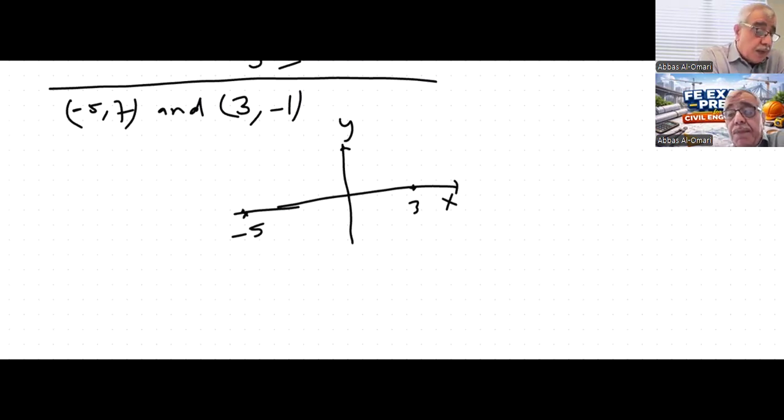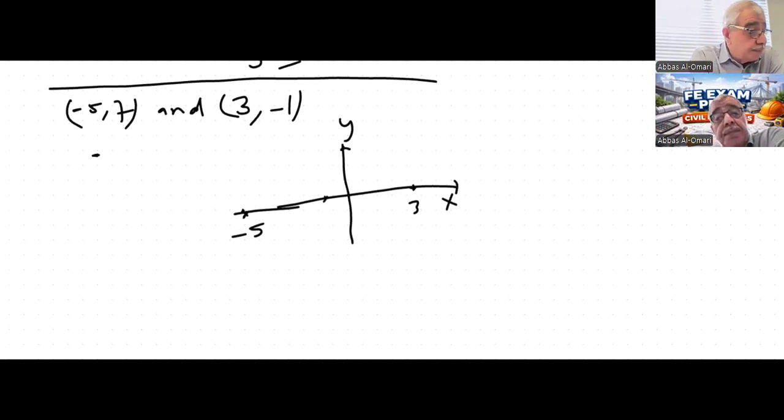Okay, so now either we move from -5, we go 4 midway here, and the coordinate will be -5 plus 4, it will be -1. Or we come from the 3 and we go back by 4 and we will reach -1. So the x coordinate of the midpoint is -1.